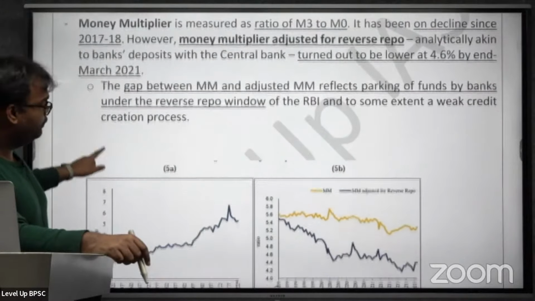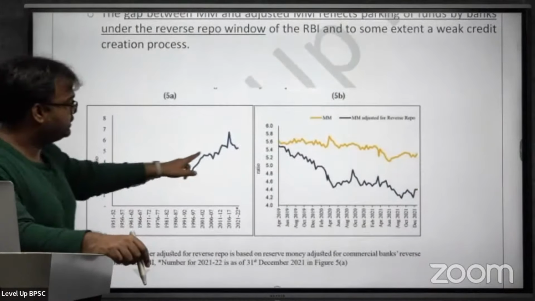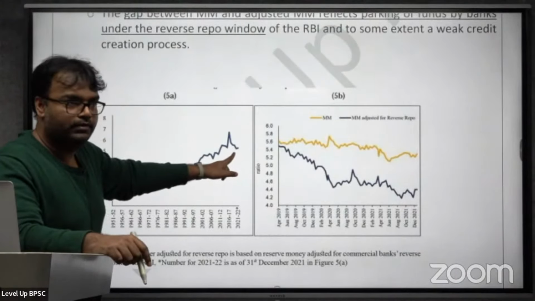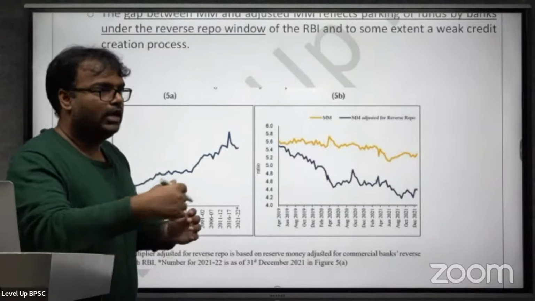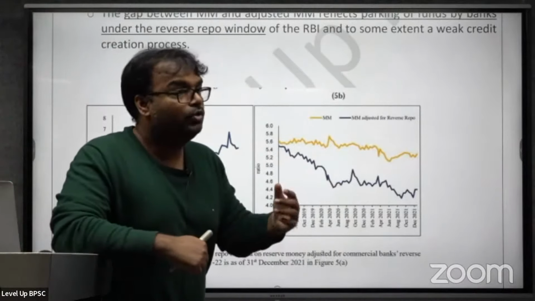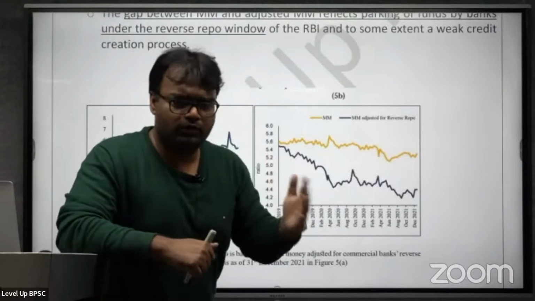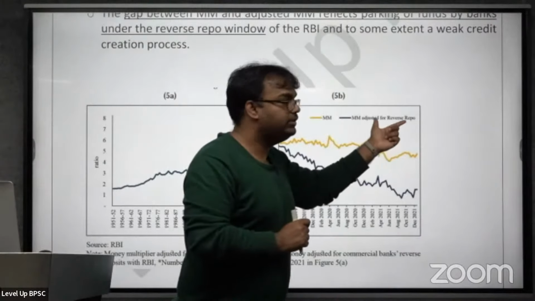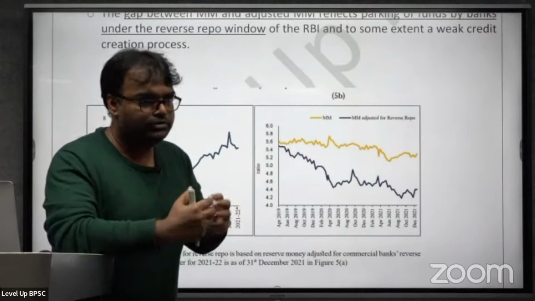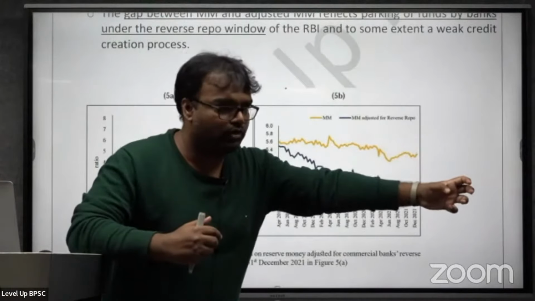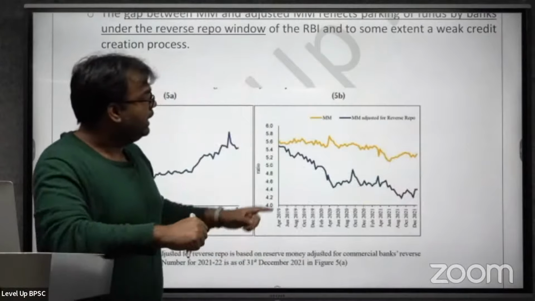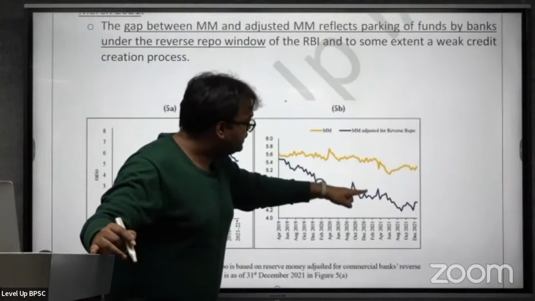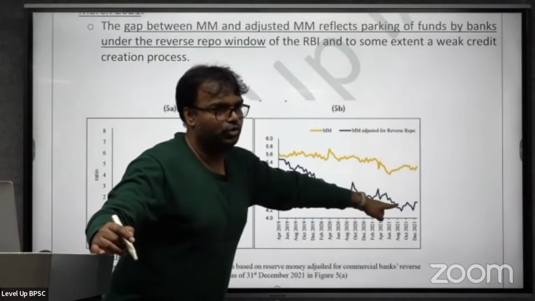So if you come here, this is the money multiplier. The money multiplier had been decreasing regularly since 2017. Money multiplier has been going down. That is, RBI was introducing money into the market, but the money supply was not increasing that much because of problems in the economy. But when we adjust the money multiplier with reverse repo, like banks deposit some money in RBI or banks lend money to RBI at the reverse repo rate, you would see that the money multiplier adjusted for reverse repo is much lower.